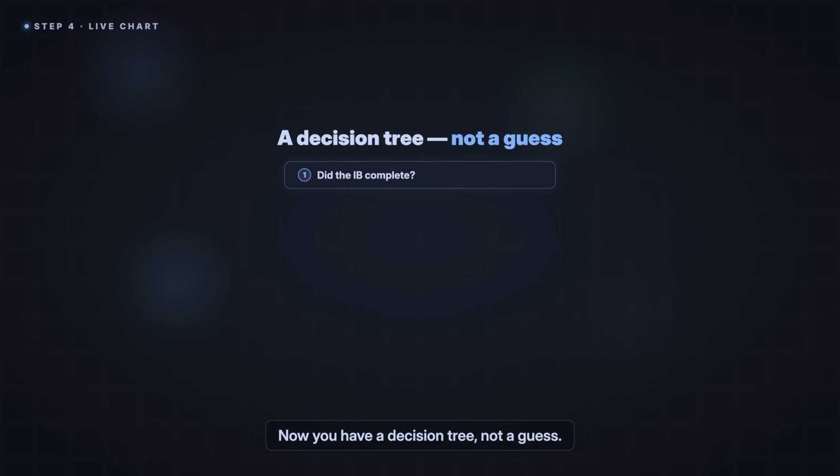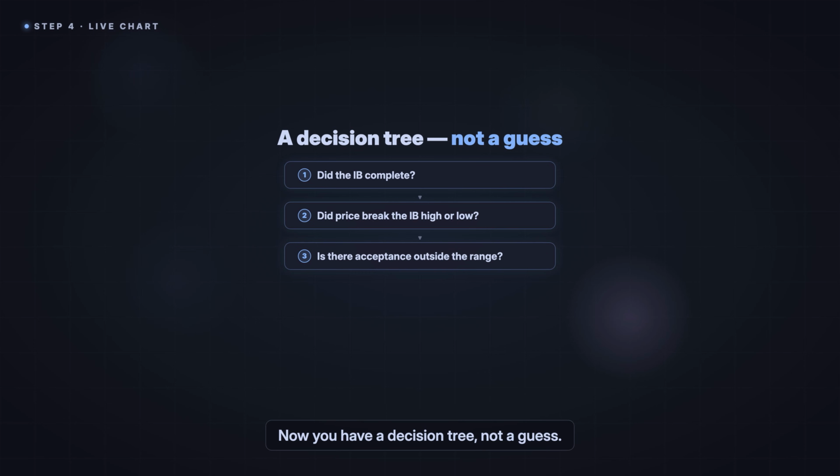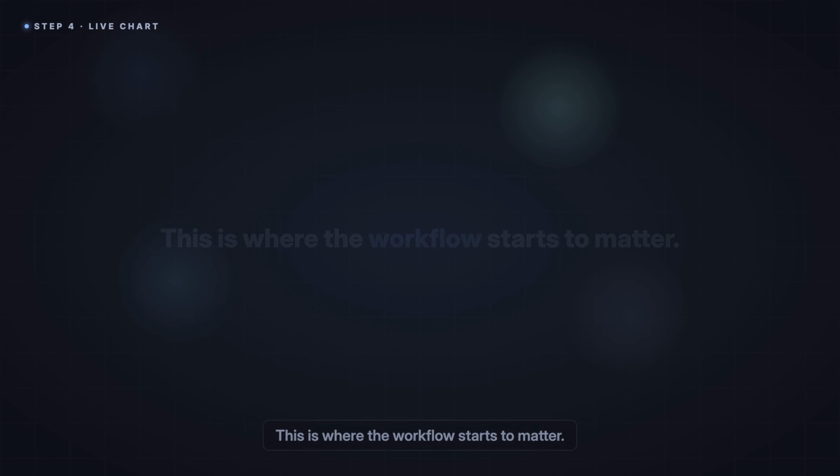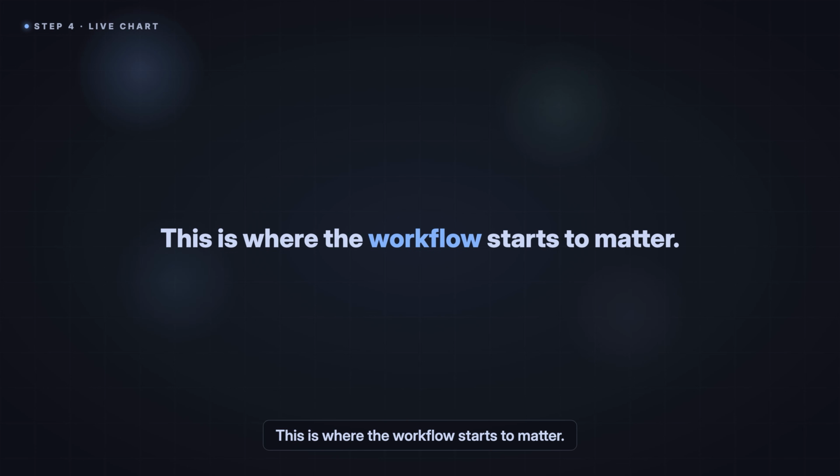Did the IB complete? Did price break the IB high or low? Is there acceptance outside the range? Is price breaking into open space or directly into a major GEX level? Is the next target far enough away to justify the risk? This is where the workflow starts to matter.